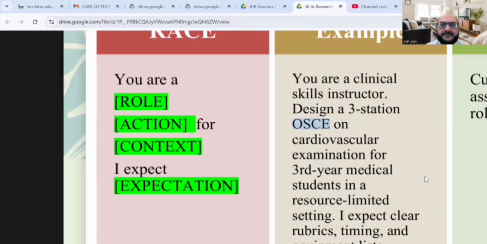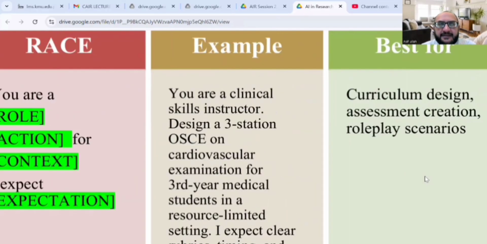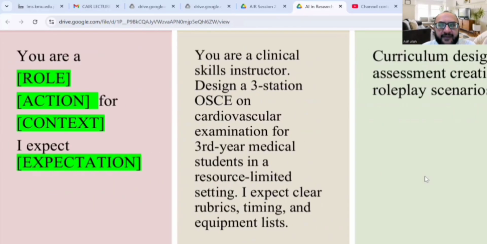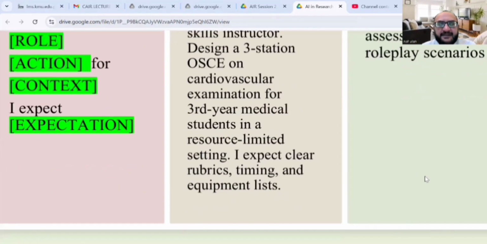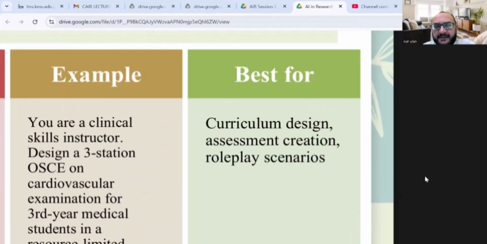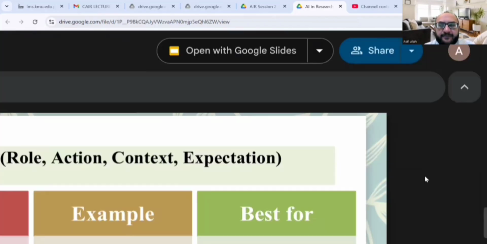You fill in the blanks of these greenish bars. Example: role, you are a clinical skills instructor. Action, design a 3-station OSCE on cardiovascular examination. Context, third year medical students in a resource limited setting. Expectation, I expect clear rubrics, timing, and equipment lists. Best for curriculum design, assessment creation, and role play scenarios.